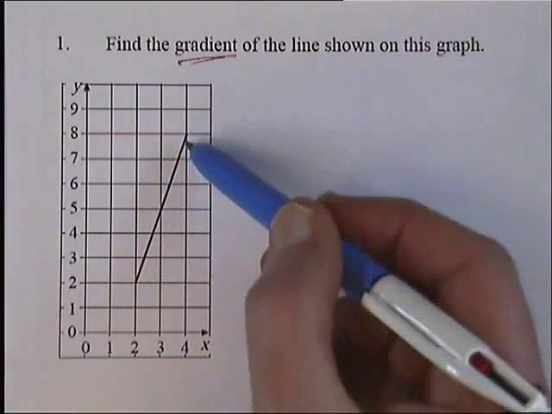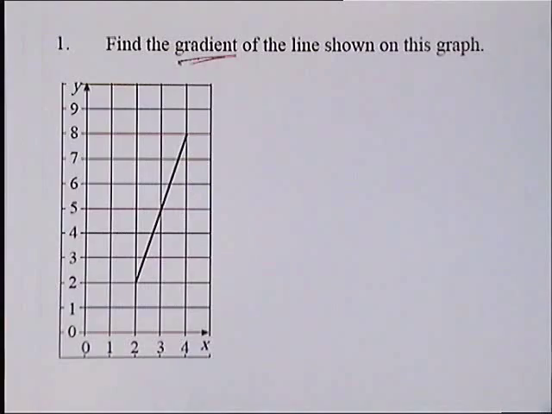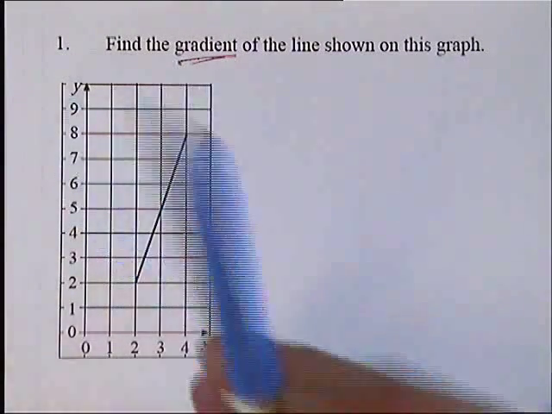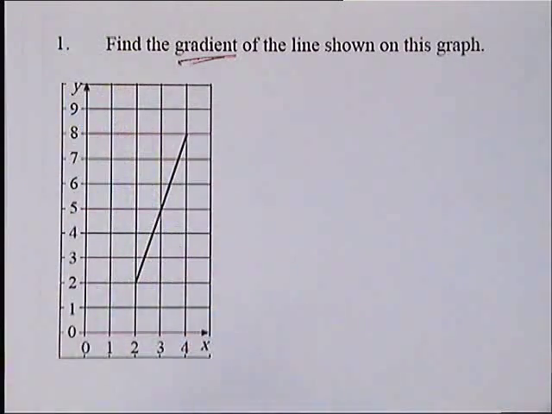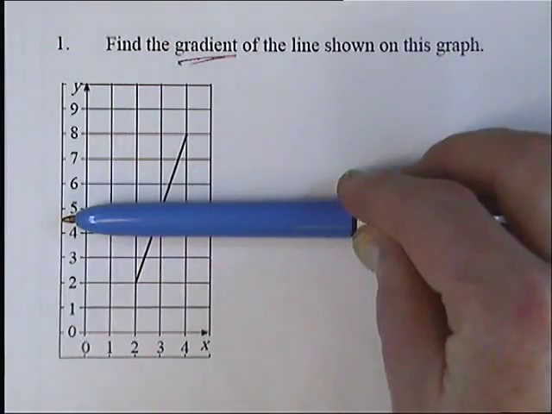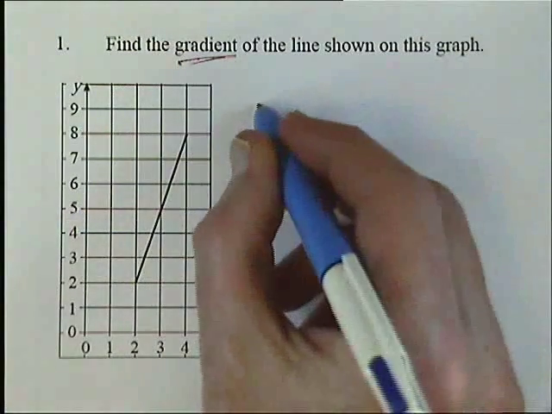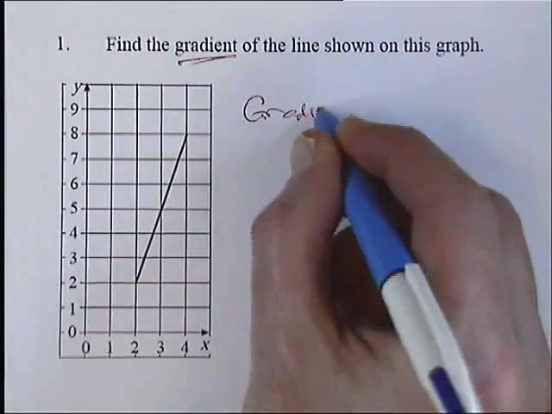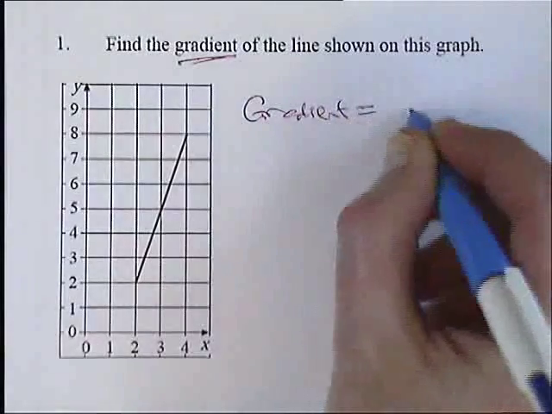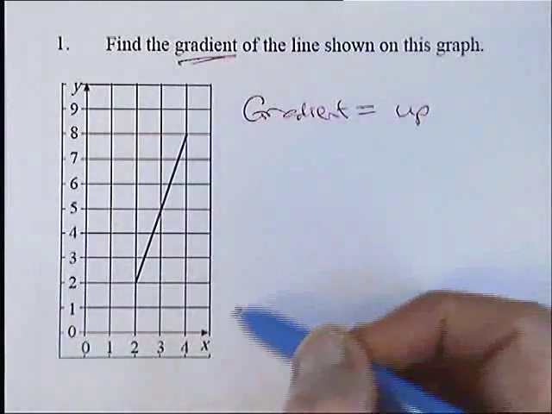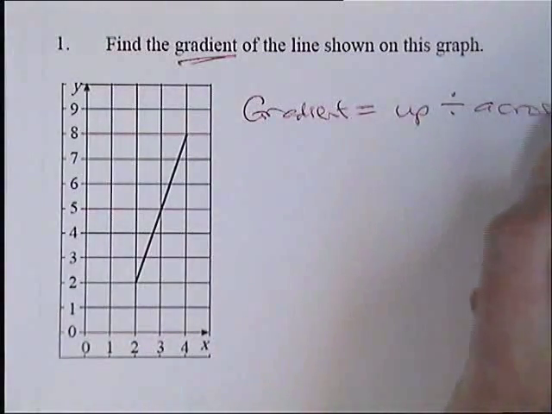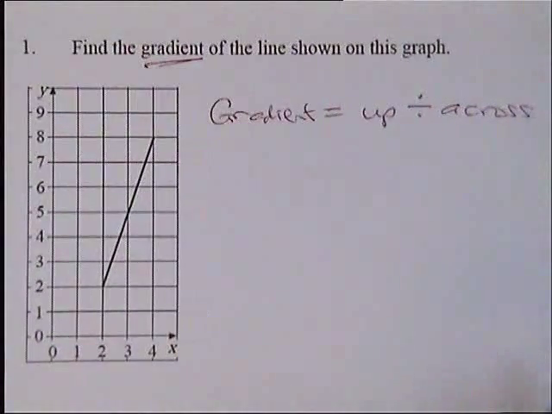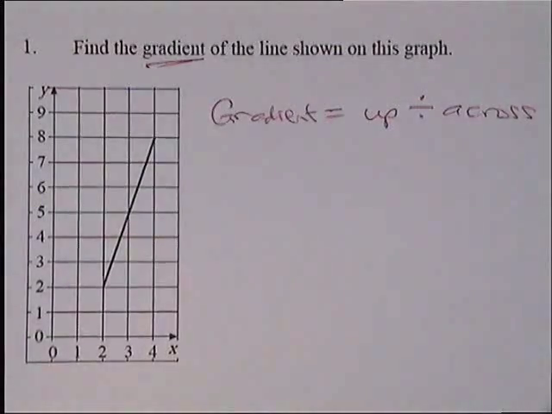If a line is going uphill, you always get a positive answer, a plus number answer. If it was going downhill, so if it was going the direction the pen is, then you would get a minus number answer. If it was flat, it has a gradient of 0. And the way to work out gradient is you always do your up number, or how far the line has gone up, divided by how far the line has gone across.